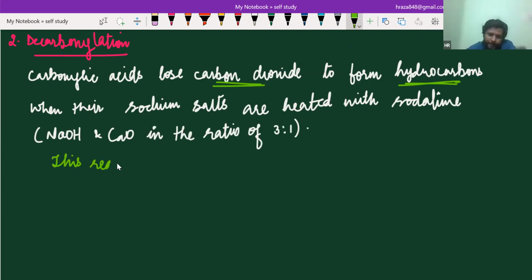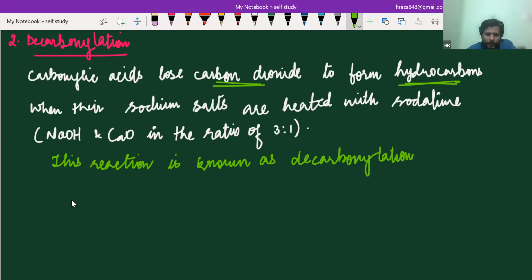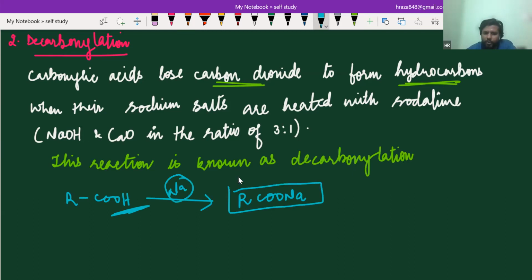And this reaction, you know that this is decarboxylation. This reaction is known as decarboxylation. Now, as you can see, if this is your carboxylic acid, and if you are going to replace this hydrogen with RCOONa, replace this hydrogen with RCONa, so this is your carboxylic acid salt, or sodium salt of carboxylic acid.